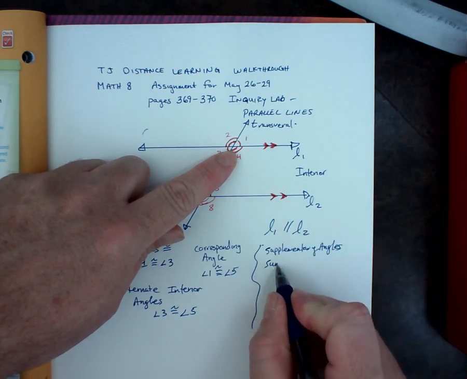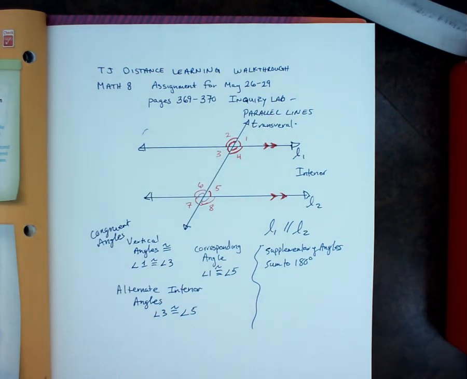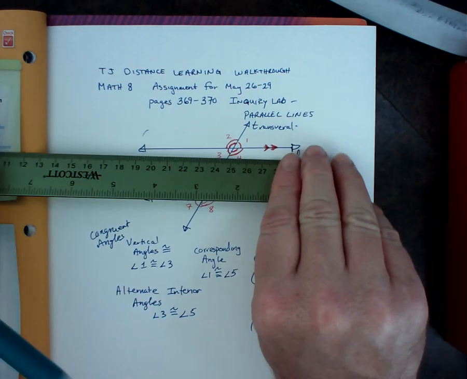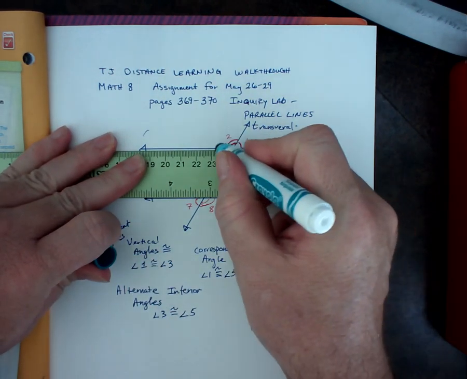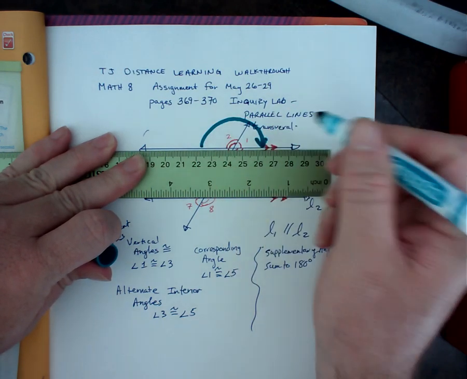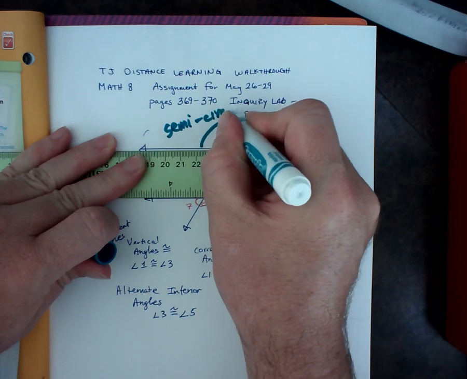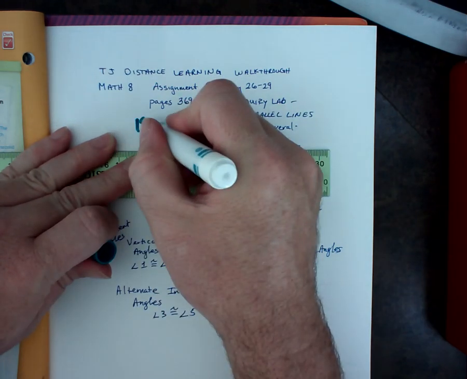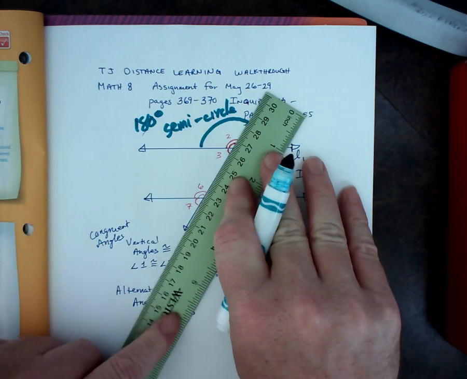They sum to 180 degrees. So what does that mean? It means that anytime I put my straight edge down, look at that. What is this creating from here to here? From here to here is a semicircle, which is 180 degrees. Well, if I did it here, I'd have the same thing.